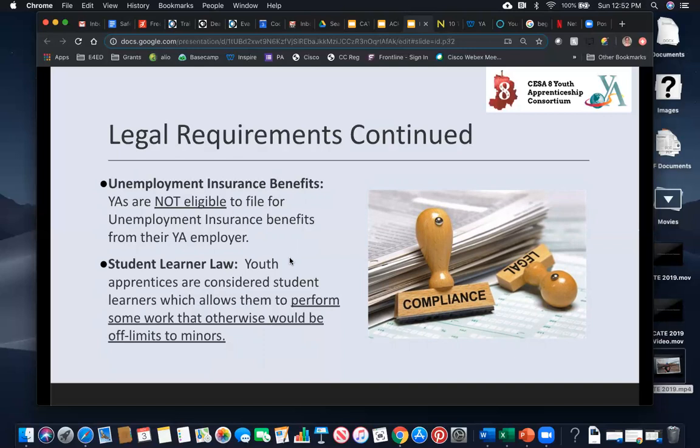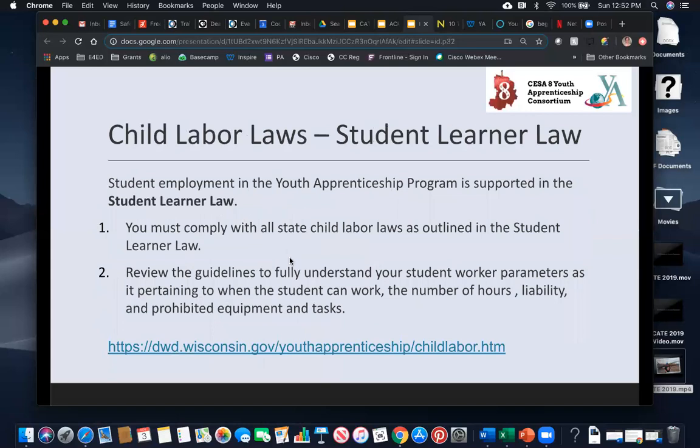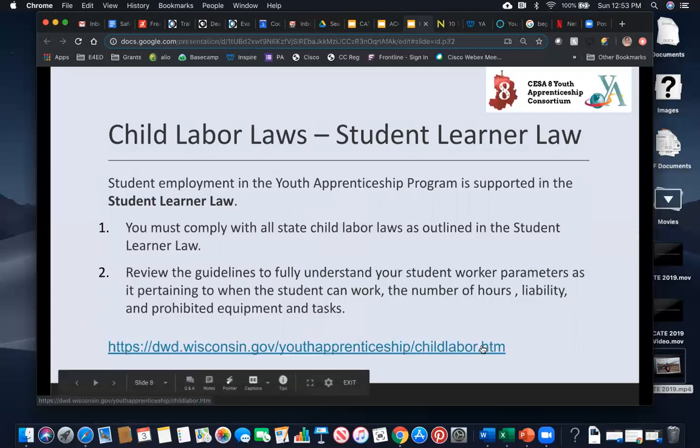And there are certain student learner laws in place for youth apprentices. They are considered student learners, which allows them to perform some work that would otherwise be off limits to minors. So there's more information on this slide. You must comply with all state child labor laws as an employer, as outlined in the student learner law. It is up to you to review the guidelines to fully understand your student workers' parameters as it pertains to what the student can work on, the number of hours they can work, their liability, and prohibited equipment and tasks. All of that information can be found at the DWD website, which is linked on this particular slide.